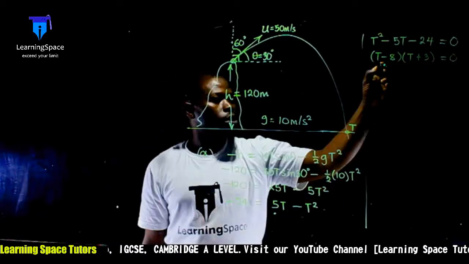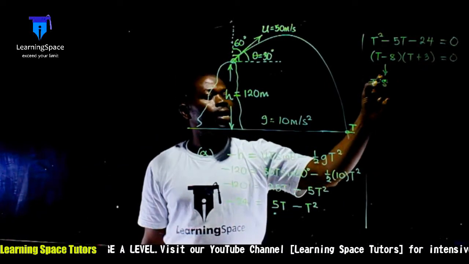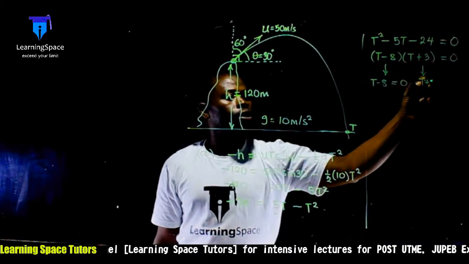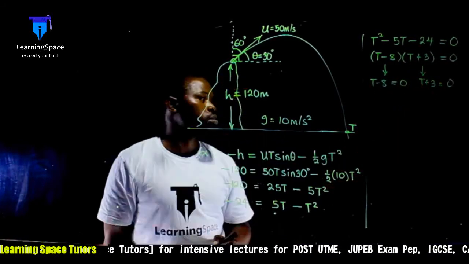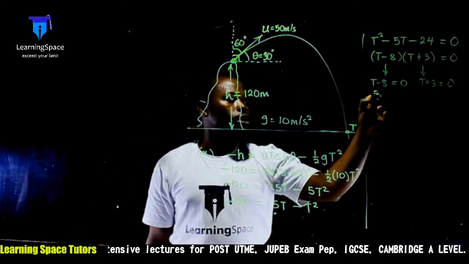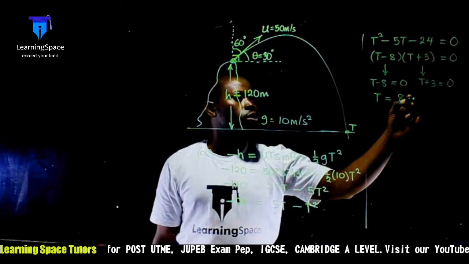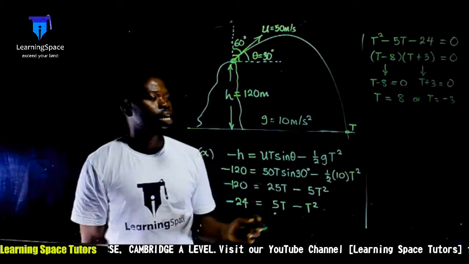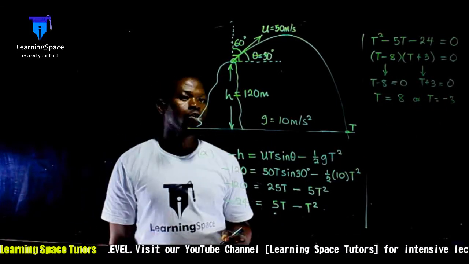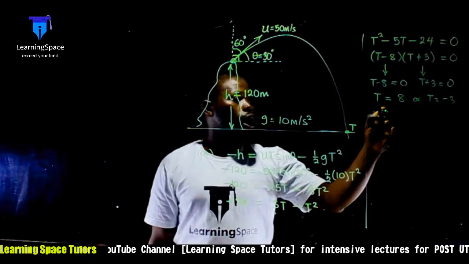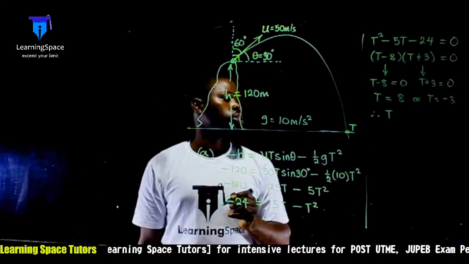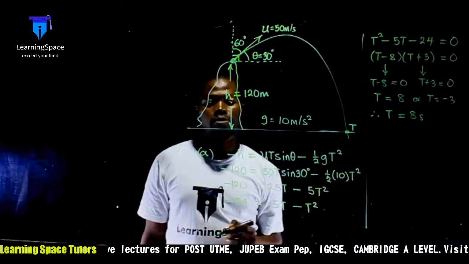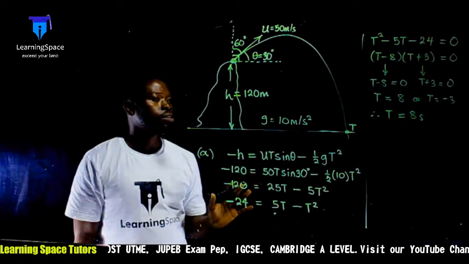Now if we solve this, our t minus 8 is going to be 0, and our t plus 3 is also going to be 0. So here our t is going to be 8, or t is going to be minus 3. Since time cannot be negative, our time of flight that we are looking for is 8 seconds. That answers the first question.